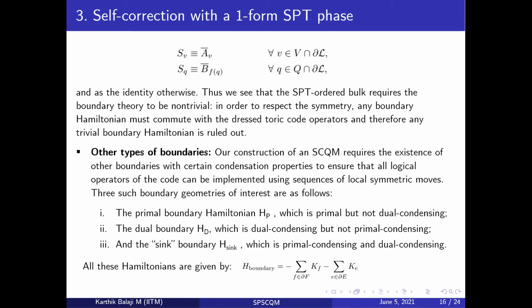So now let's take a look at other types of boundaries that are of importance for construction of an SCQM. This is essential because we require certain condensation properties to ensure that all logical operators of the code can be implemented using sequences of local symmetric moves. Three such boundaries of interest are as follows: the primal boundary, which is primal but not dual condensing; the dual boundary, which is dual condensing but not primal condensing; and the sink boundary, which is both primal and dual condensing. And the Hamiltonians for all these boundaries are given by the single equation over here, which is H boundary equals minus sigma K_f minus sigma K_e. K_f and K_e are the cluster terms that we saw before.